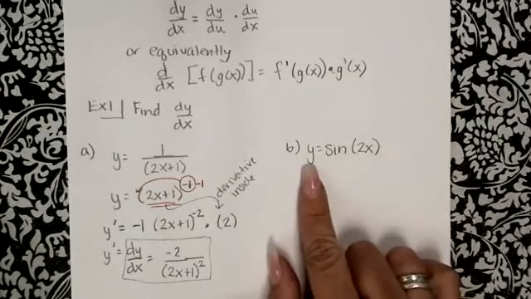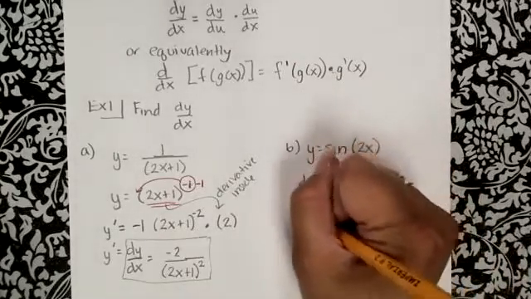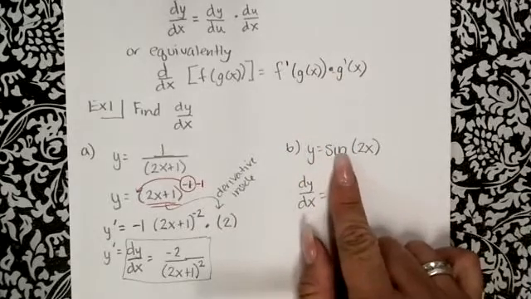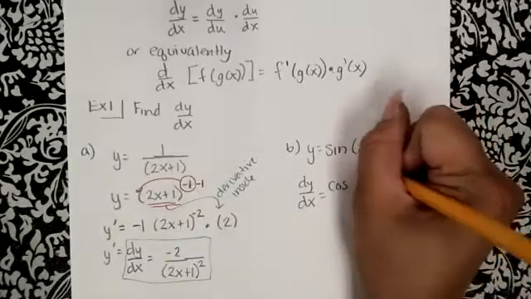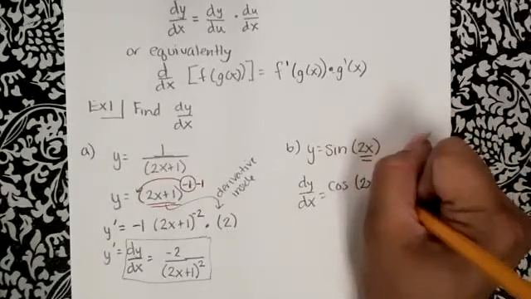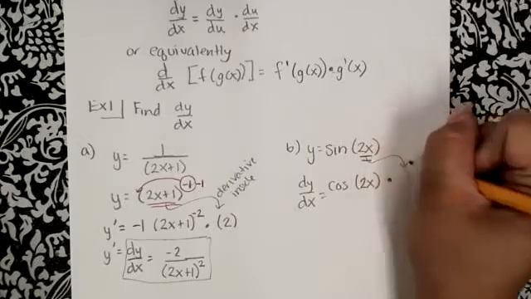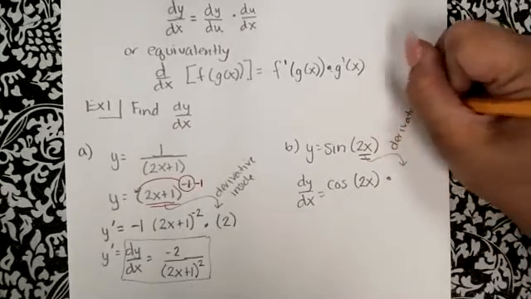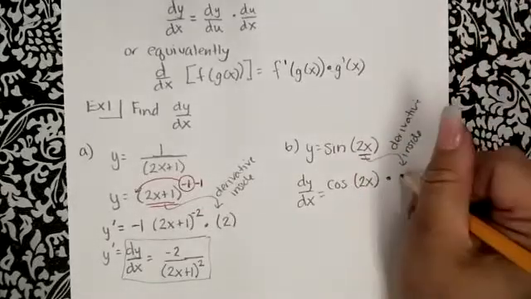Okay, the derivative of y is going to be dy over dx. You take the derivative outside. The derivative of sine is going to be cosine. Keep the argument the same. Now you take the derivative inside. And the derivative of 2x is going to be a 2.